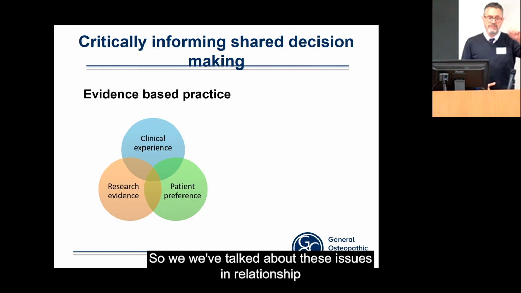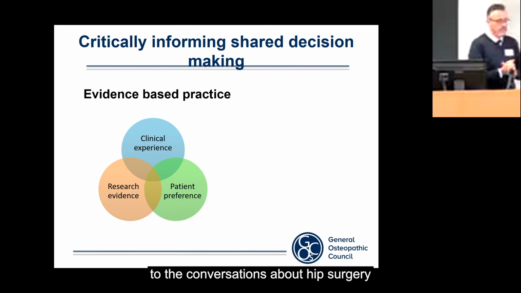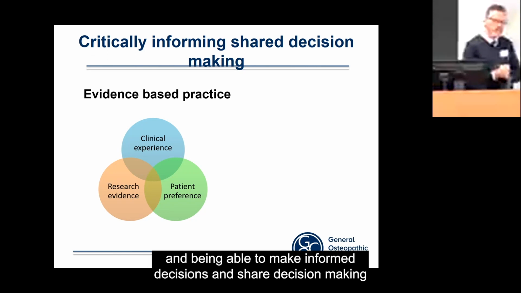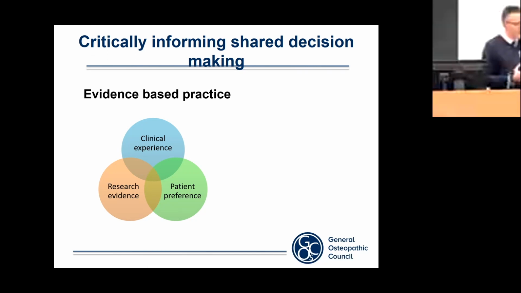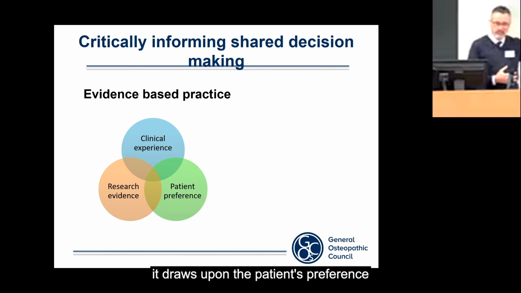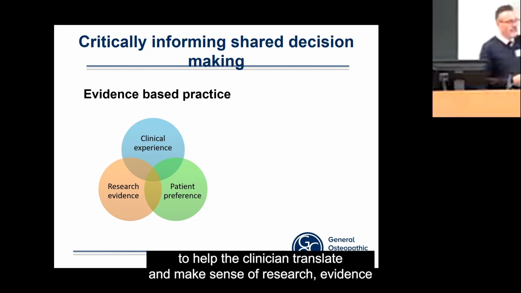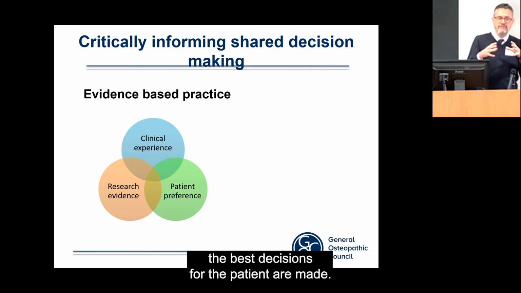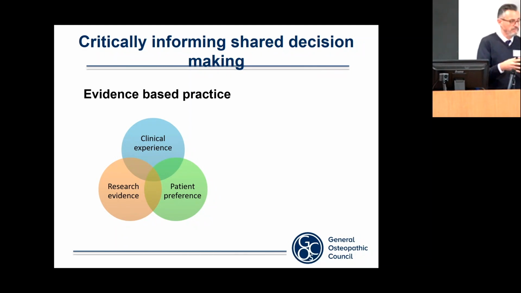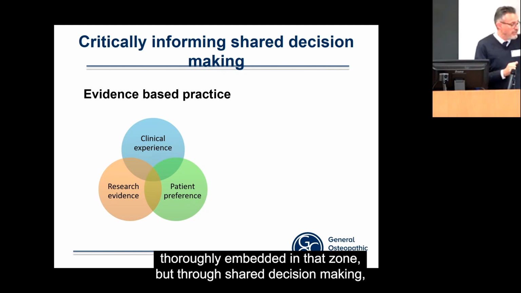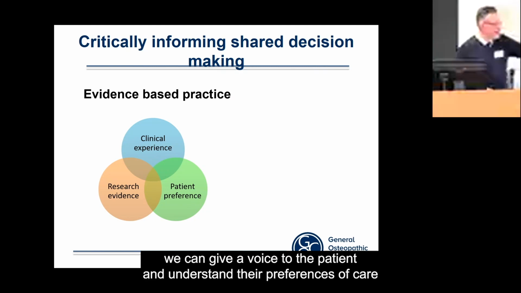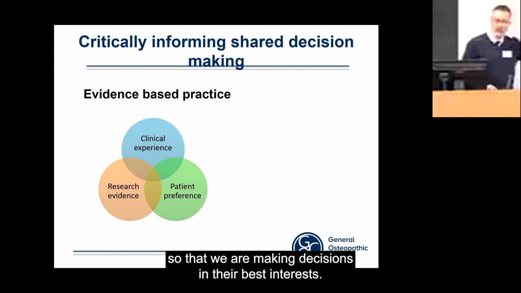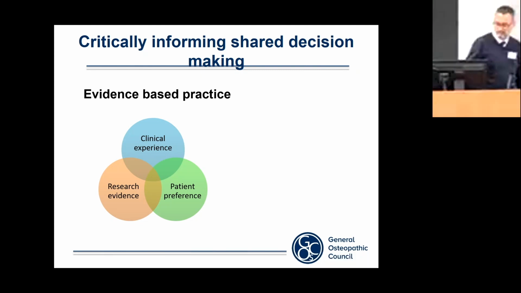So we've talked about these issues in relationship to the conversations about hip surgery and being able to make informed decisions. And shared decision making draws upon the patient's preference to help the clinician translate and make sense of research evidence and their clinical experience, so that in the middle of the Venn diagram, the best decisions for the patient are made. And that's where we want to try and embed practice. It's not always possible, I suspect, to be thoroughly embedded in that zone. But through shared decision making, we can give a voice to the patient and understand their preferences in care so that we are making decisions in their best interests.